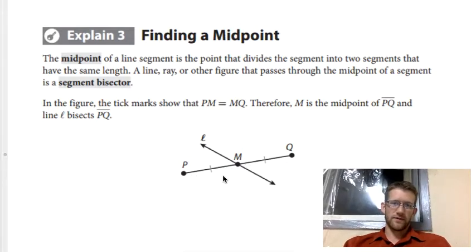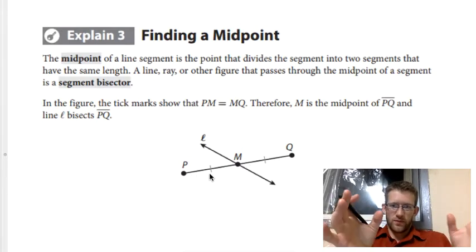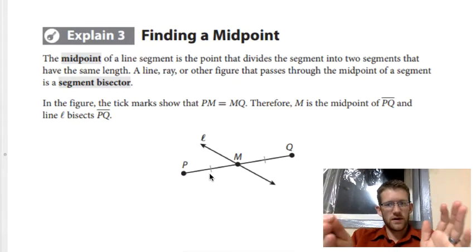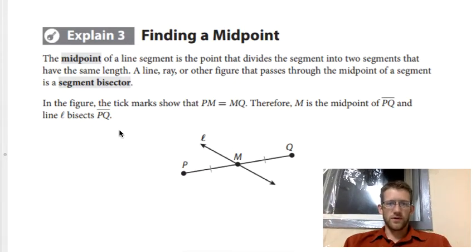Also in geometry, you'll find that we need to show that parts are equal to each other in length. And so we'll do that using these little tick marks. So this is a little tick mark, which essentially means that this segment here, PM, is the same length as this segment here, MQ. So those two segments are the same length, therefore M is the midpoint.